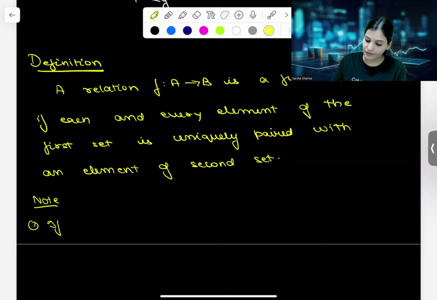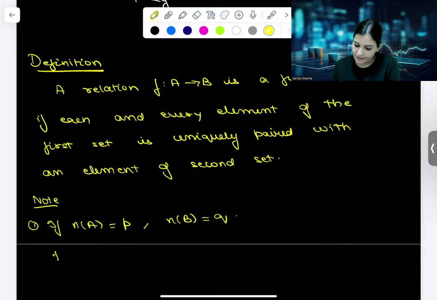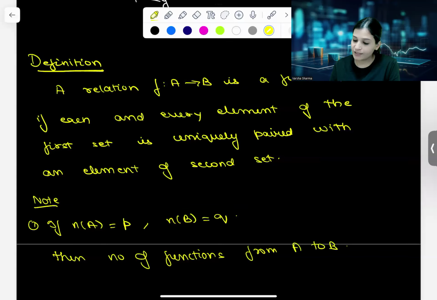Note first: if the number of elements in set A is p and the number of elements in set B is q, then the number of functions from A to B is the second set to the power of the first set. Second set to the power of the first set.